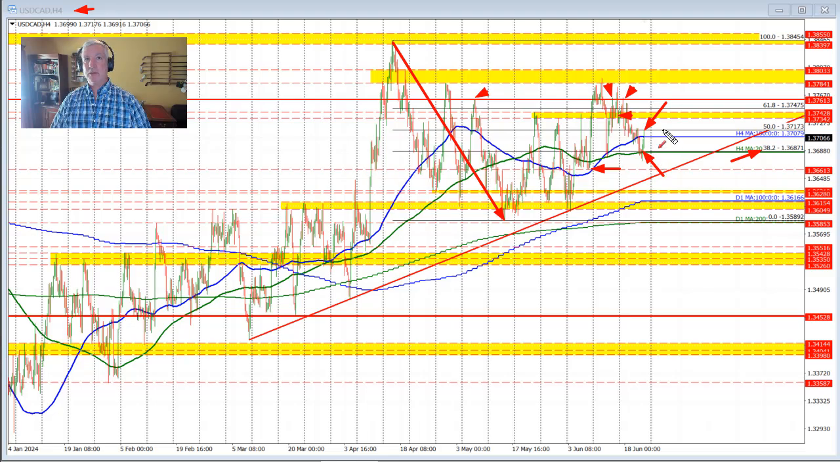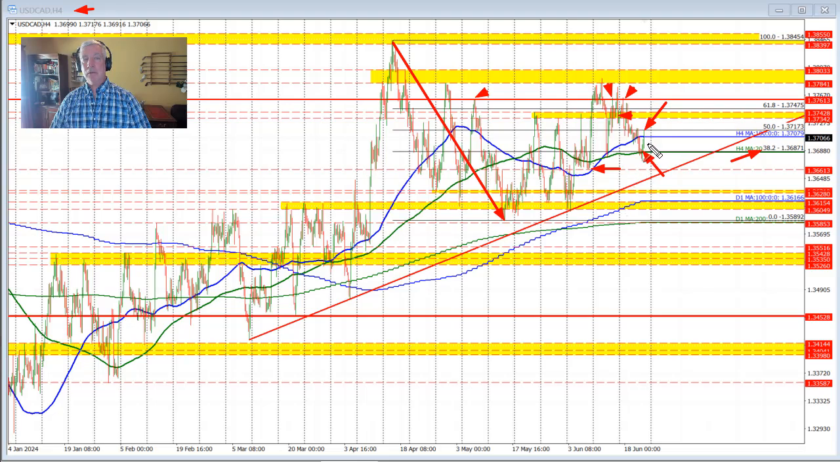Conversely, if we moved above the 50% retracement and started to look toward this 137.34 to 42 swing area here, which was the ceiling through here, and got above that level, that would give the buyers a little bit more confidence that perhaps we have potential to move higher in this pair.